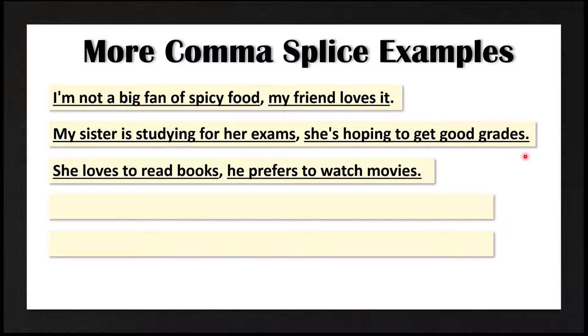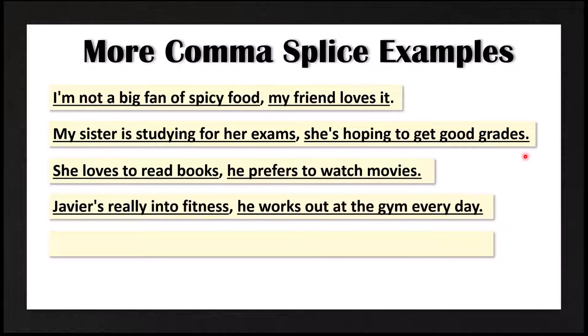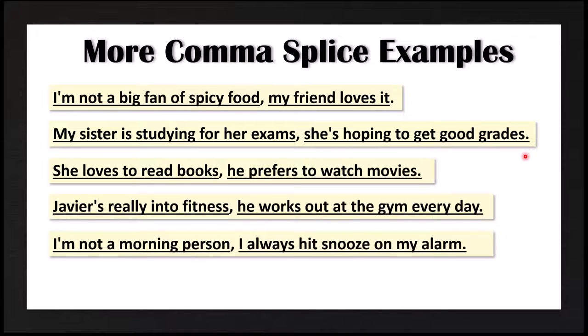She loves to read books, he prefers to watch movies. Javier's really into fitness, he works out at the gym every day. I'm not a morning person, I always hit snooze on my alarm. So all of these are comma splices and they need to be corrected. And again, we can use any of the methods we previously talked about to correct these.